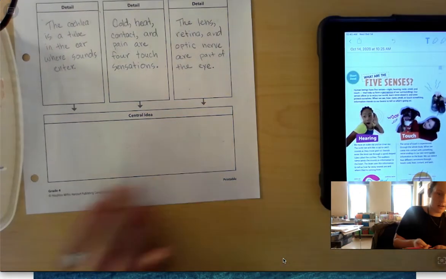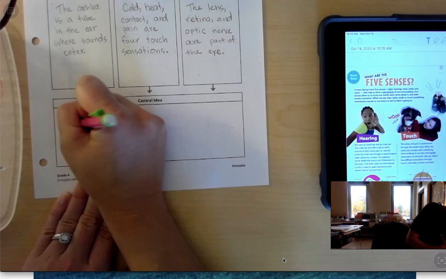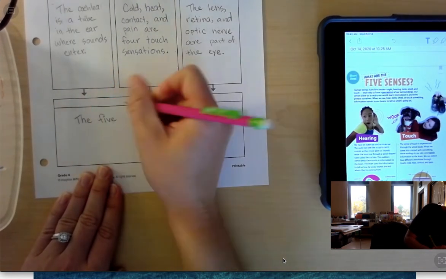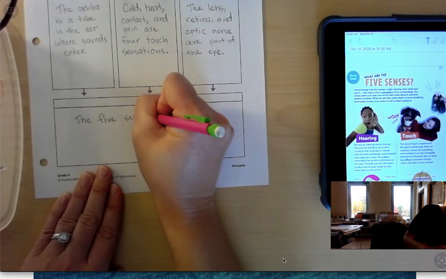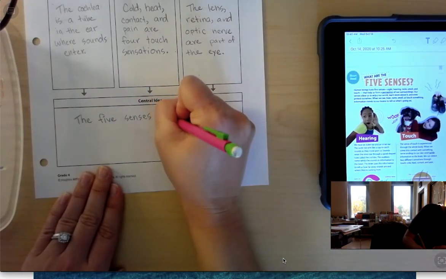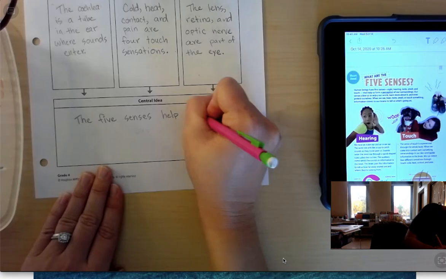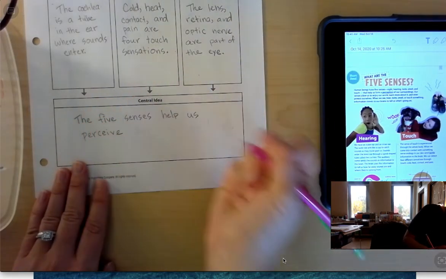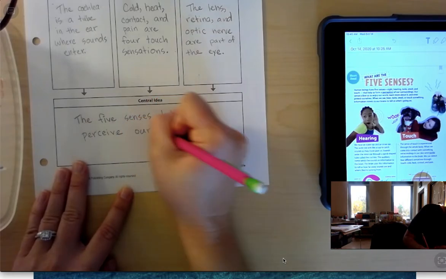So down here, central idea: The senses help us perceive our surroundings.